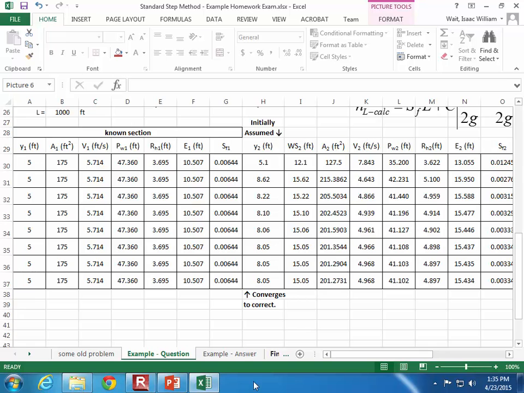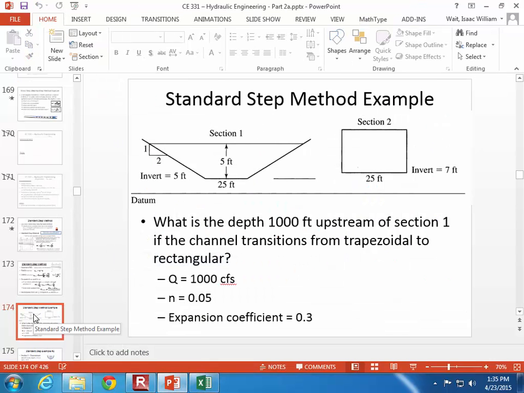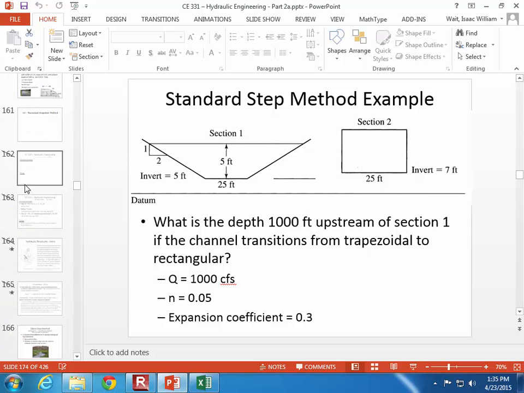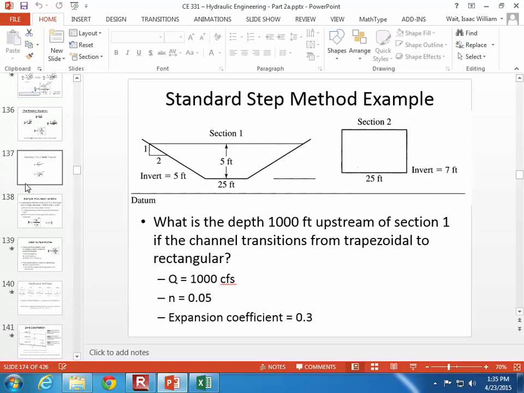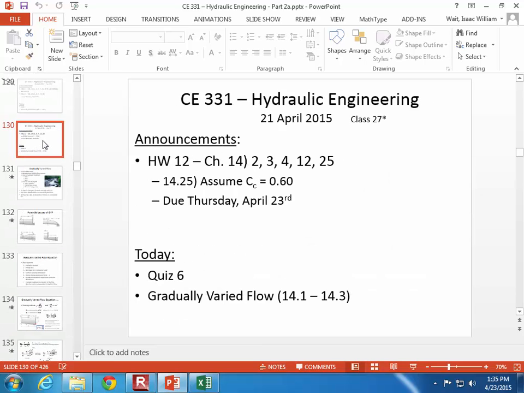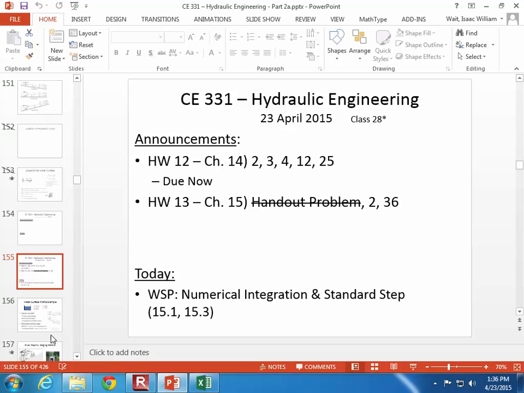So that's how to do the standard step method. And in the homework assignment you've got one problem of each. You've got one numerical method and one standard step method problem. So I will turn you loose on those. That's all the time we've got for today. I don't think we'd have time to go through the second standard step method problem, so we won't even start on it. Just remember that for next Tuesday, problem 2 and problem 36 will be collected on Tuesday.